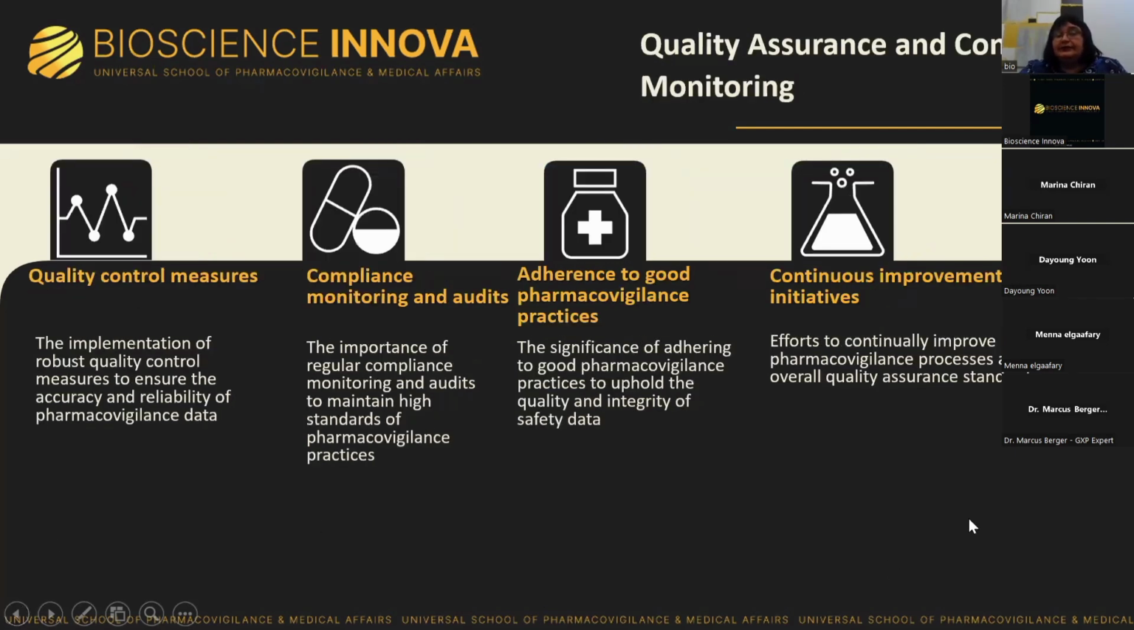Quality assurance and quality monitoring. Your pharmacovigilance system should have two parts of the quality system: quality control and quality assurance. And all your system should be compliant with legislation requirements on the global level and in every country on the national level. Quality control measures: the implementation of robust quality control measures to ensure the accuracy and reliability of pharmacovigilance data.